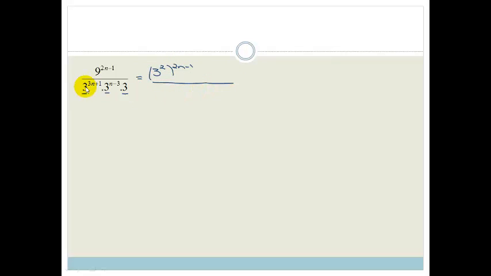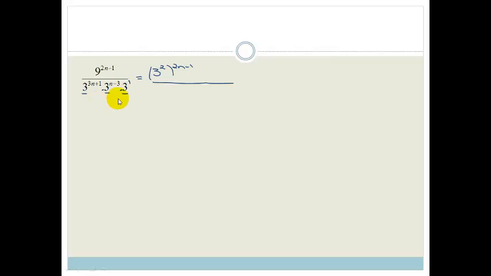Now we've learned that if we've got common bases, what can we do with the exponents? Well, if the common bases have been multiplied together, we know that we can add the exponents. And remember that if it's just a 3, it means that it's implied 1. We obviously don't write that. 3 to the 1 is just 3.